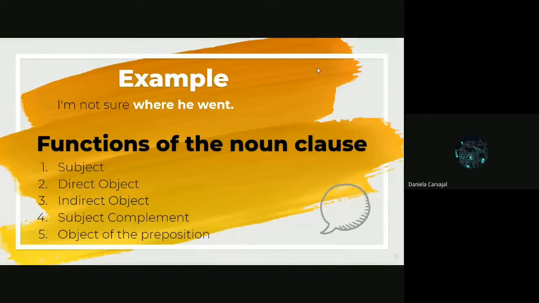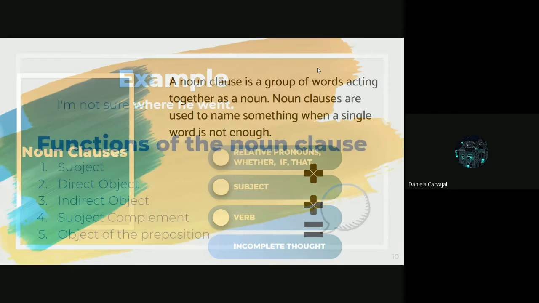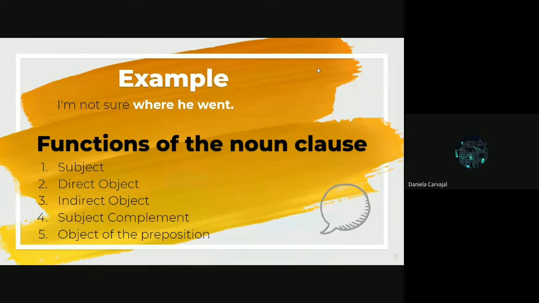These types are noun clauses that are preceded by relative pronouns, like WH words such as who, what, which, when, where, why, and how. The second one are the ones preceded by whether or if. And the last one, the noun clauses that are preceded by that. One example of a noun clause is, I am not sure where he went. As we can see, the noun clause starts with the relative pronoun where, then the subject, and finally the verb.